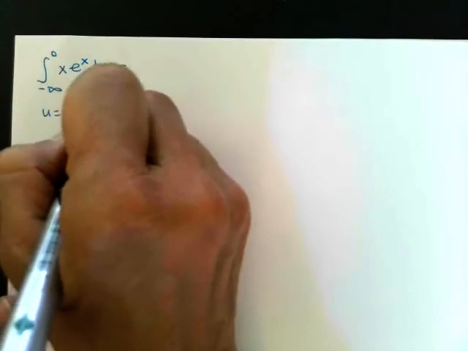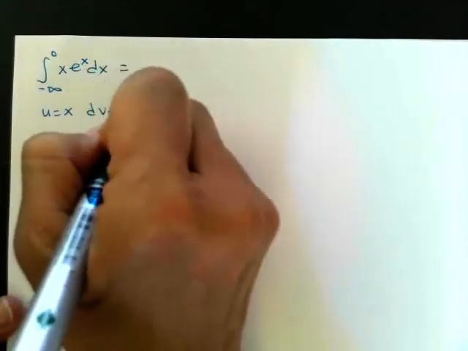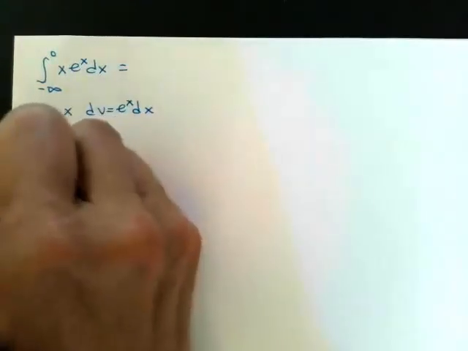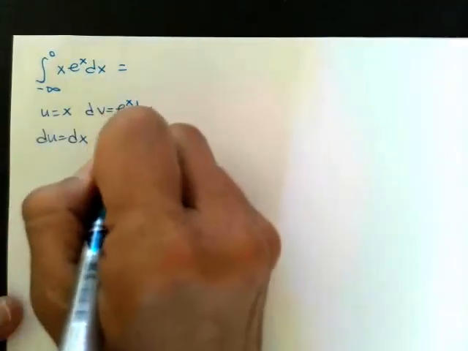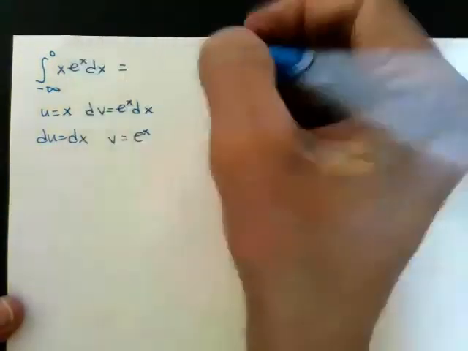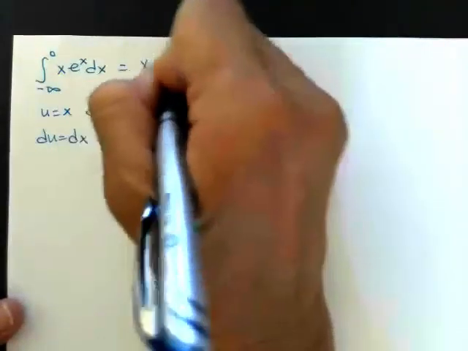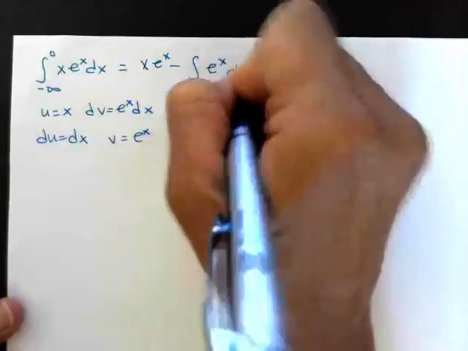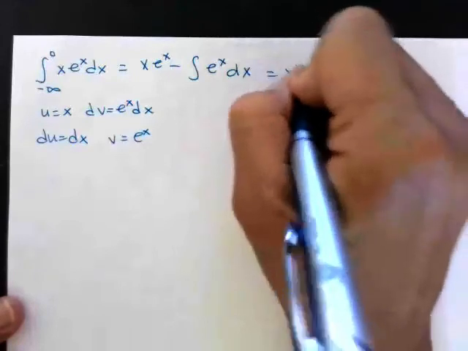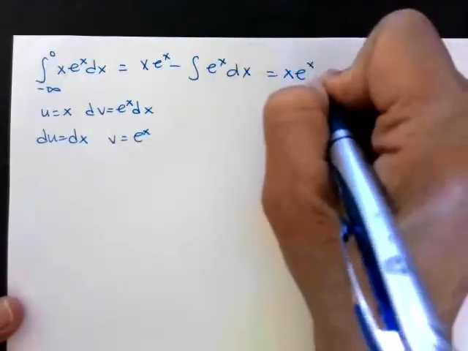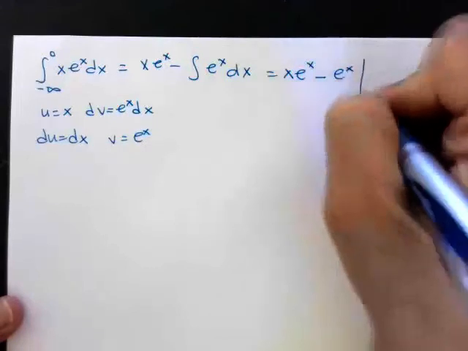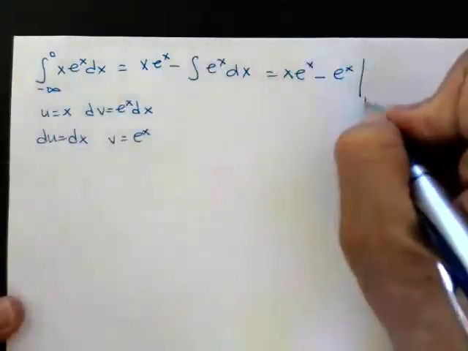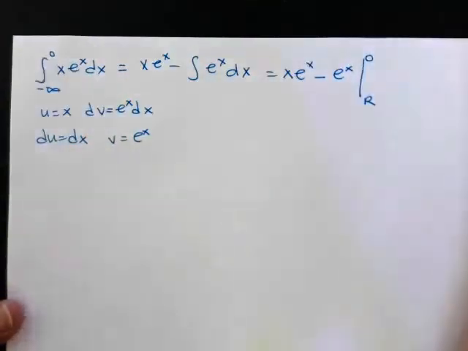So we will let u equal x, dv is e to the x dx, so du is dx, and v is also e to the x. So I'm going to go between, let's see, what do I have? x e to the x minus the integral of v du, x e to the x minus e to the x. Okay, so here's my negative infinity, so I'll do r to 0.